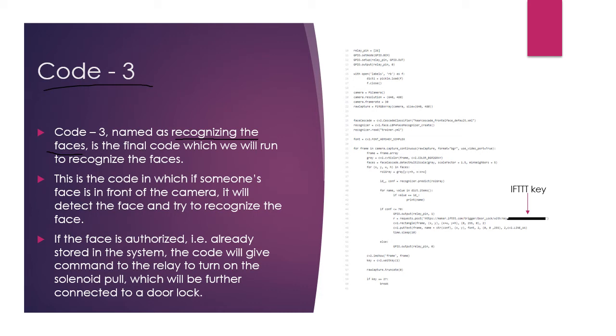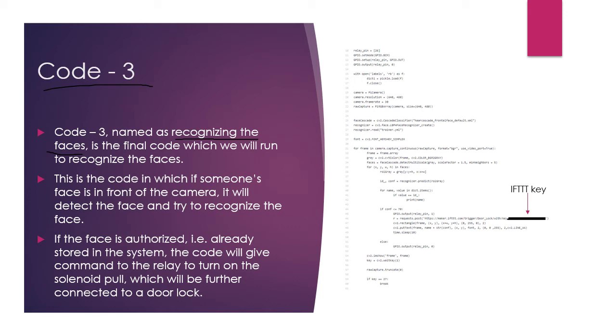If the face is authorized, that is, if the face is already stored in the system, and we have stored it through code 1 and trained the recognizer through code 2, then the code will give the command to the relay to turn on the solenoid pull, which is connected to the door lock and will unlock the door lock. And at the end, it will send a notification through IFTTT.